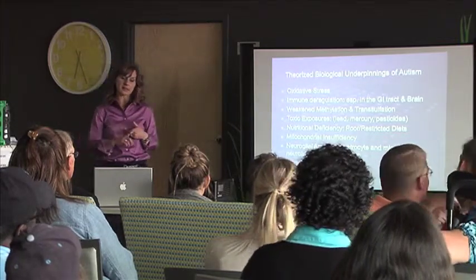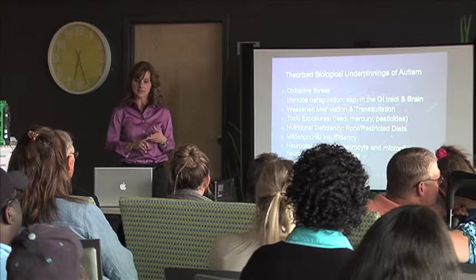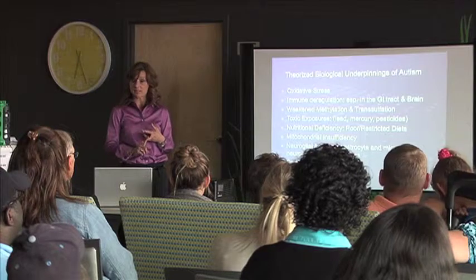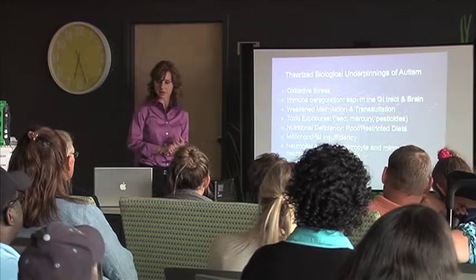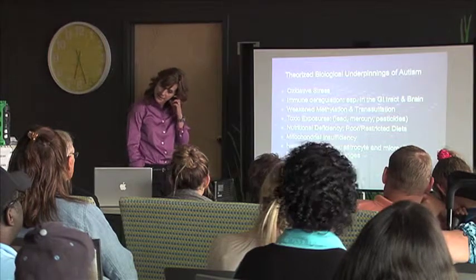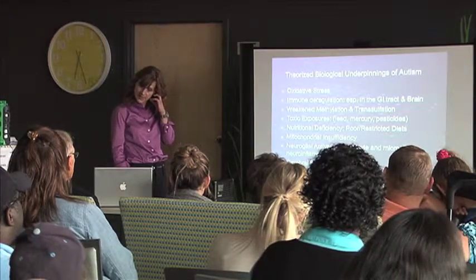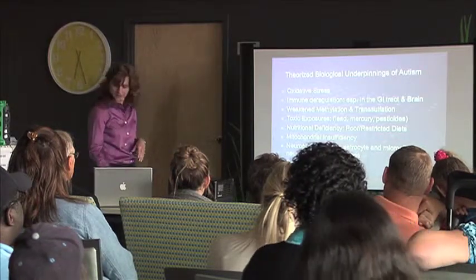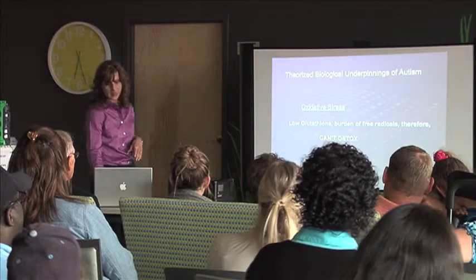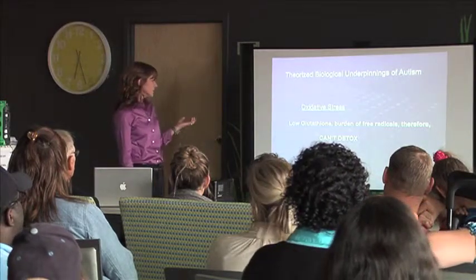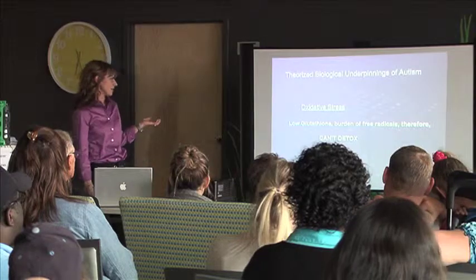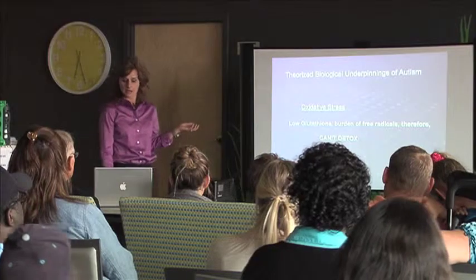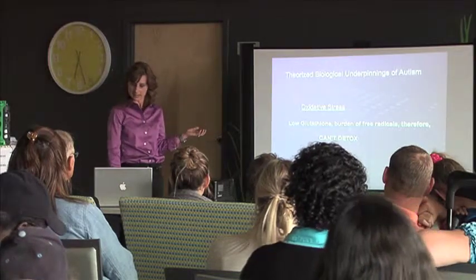So what we're going to talk about is oxidative stress, immune system, methylation and transsulfation, toxic exposures, nutritional deficiencies, where we'll talk about the gluten, casein-free diet, mitochondrial insufficiency, neuroinflammation, and then cerebral folate deficiency. Okay. Oxidative stress, low glutathione and burden of free radicals pretty much equals that you can't detox. And most of our kids can't detox.